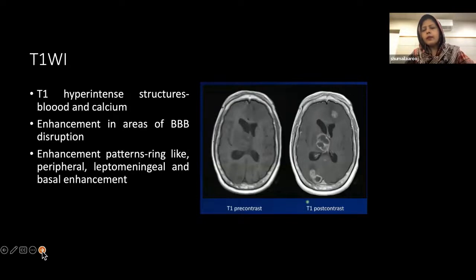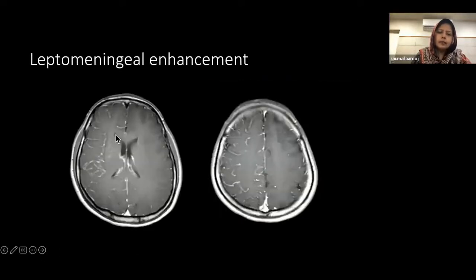And the enhancement patterns can be multiple. The enhancement can be ring-like, peripheral, leptomeningeal or basal, for example. In this region, we can see that this is a ring-like enhancement. In this, you can see that there is peripheral enhancement, some of which is nodular and some of which is thin walled. Similarly, if you look at this image, you can see that this enhancement is dipping along the sulci and gyri, and this is basically leptomeningeal enhancement.